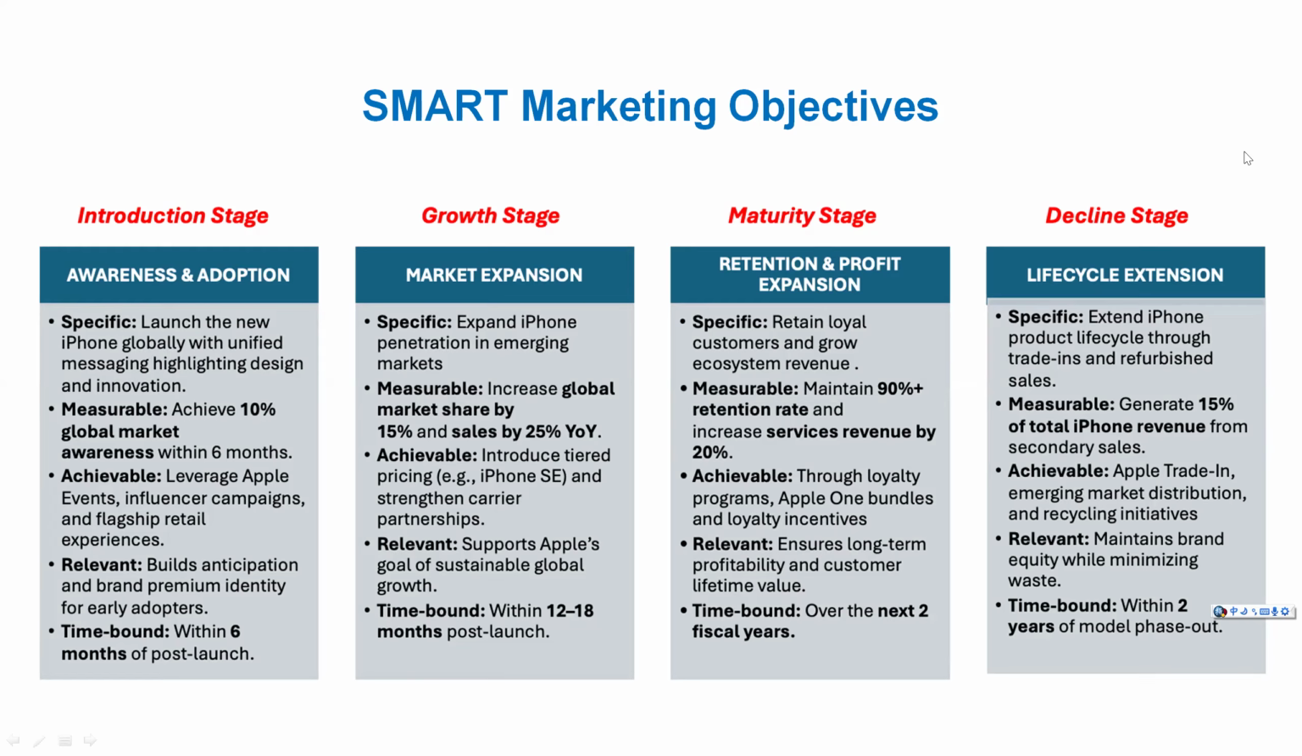And then we have the final one, which is the decline stage. Here, Apple focuses on life cycle extension by promoting trade-ins, refurbished models, and recycling programs, and this typically generates about 15% of iPhone's total revenue from secondary sales. So this not only sustains profitability, but it also aligns with Apple's long-term sustainability goals.